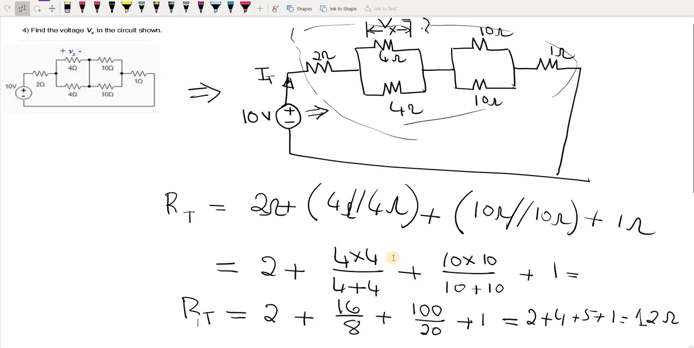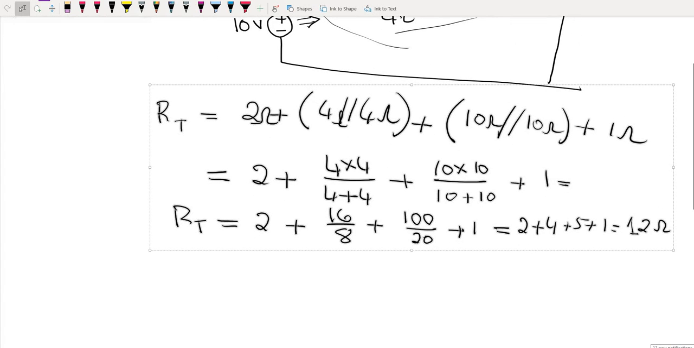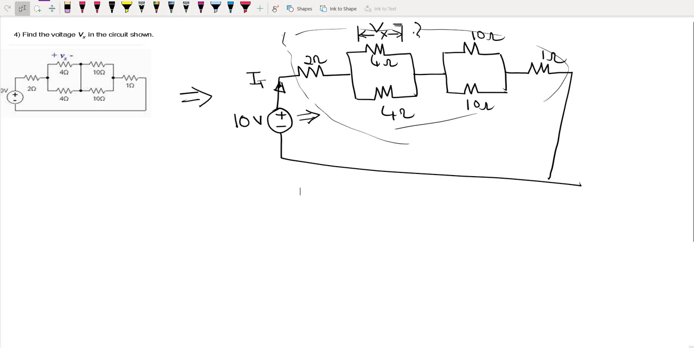Let me remove all this, so that I can make space. Yeah. Now actually I got R total as 12 ohms, correct.